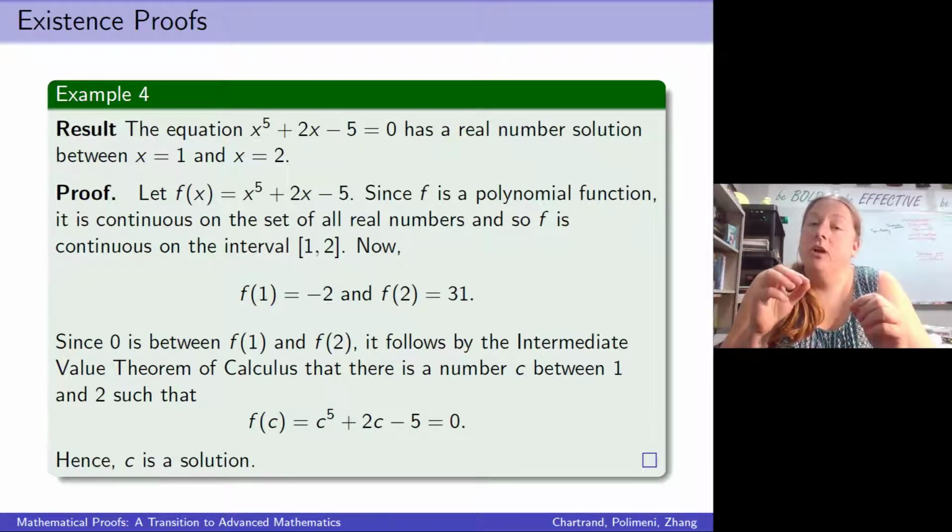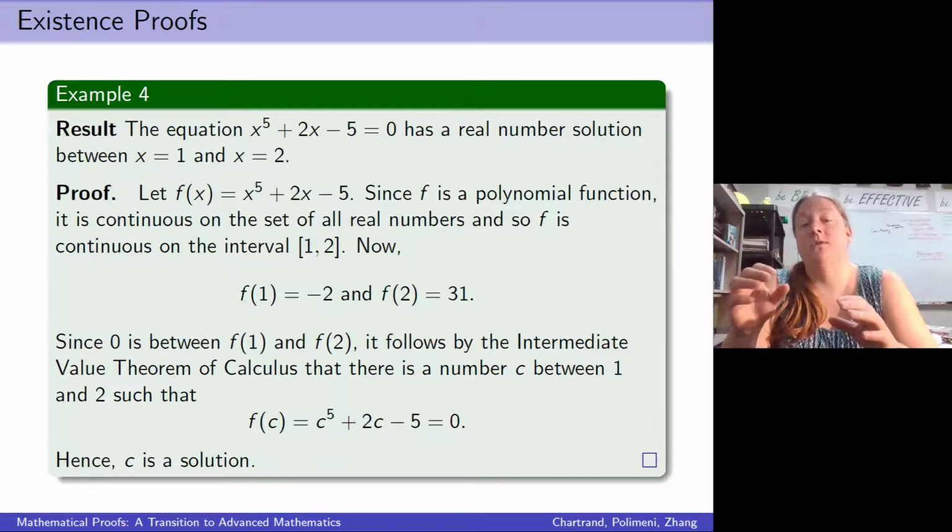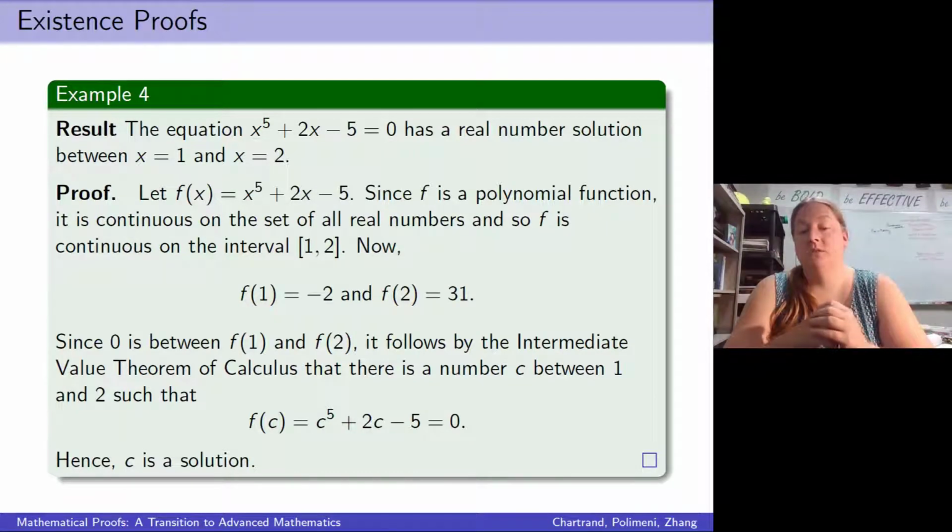Well, since 0 is between -2 and 31, then the intermediate value theorem tells me that there's some c value between 1 and 2, such that f(c) equals c^5 + 2c - 5, and that equals 0. So therefore, c, whatever it may be, is a solution, and that real number solution between 1 and 2 does exist, and our existence result has been shown.